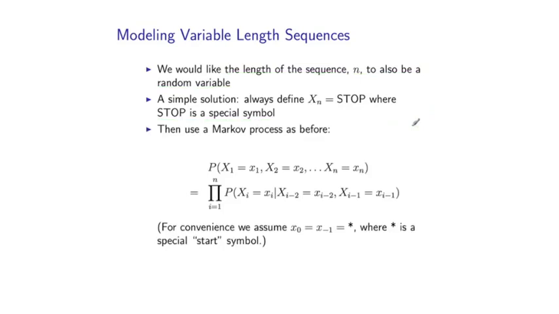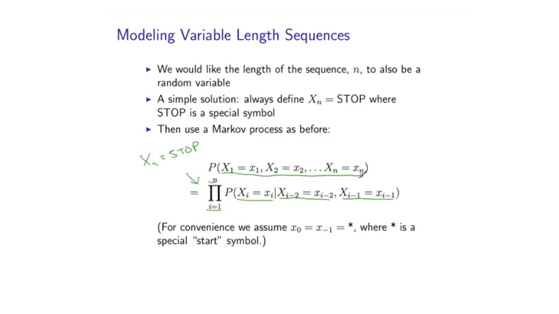And then we can use a Markov process exactly as before. We can say that this joint probability is equal to a product of terms, i equals 1 to n. At each point, we condition the value for the ith random variable on the previous two random variables. And we're just assuming that Xn is equal to STOP. So we now have a way of writing down the probability of a sequence of any length. We get a distribution over all length sequences.